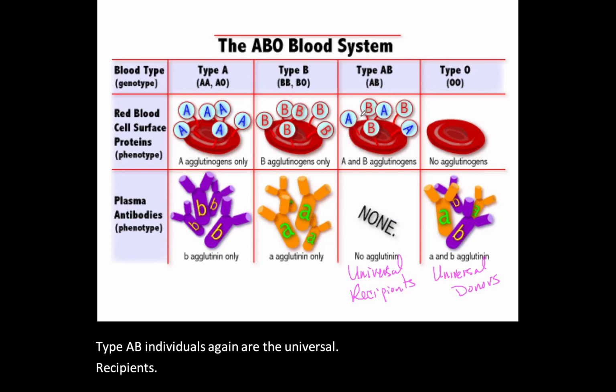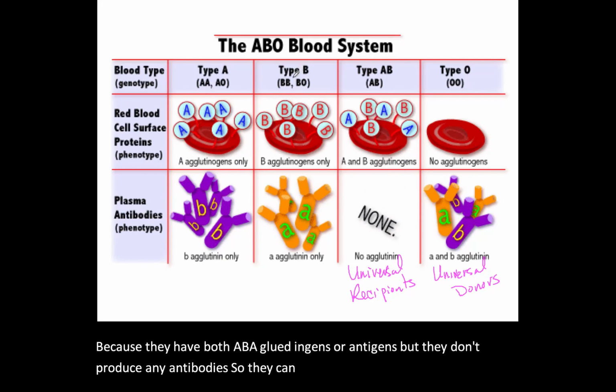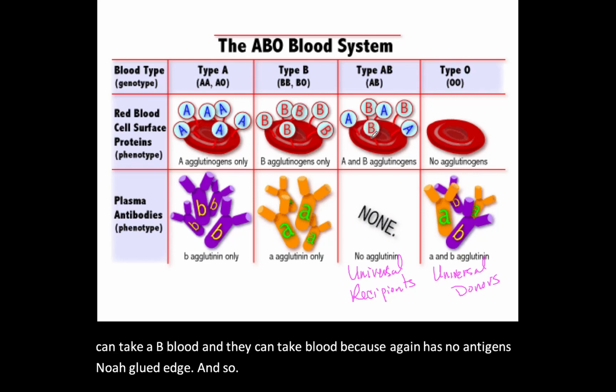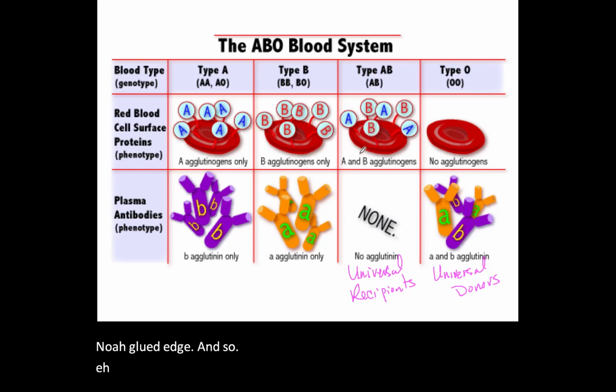Because they have both A and B agglutinogens or antigens, but they don't produce any antibodies. So they can take A blood, they can take B blood, they can take AB blood, and they can take O blood because O, again, has no antigens, no agglutinogens. So AB people, y'all can freeload off of whoever you want.